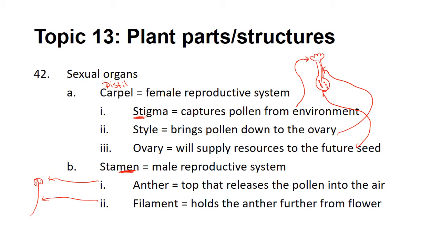The pistil and the carpal are like interchangeable words. Yep, they're interchangeable words. Mean the same thing. I think pistil is a more old-fashioned way. I think carpal is a more current word. But I'm not a botanist, so I don't know.